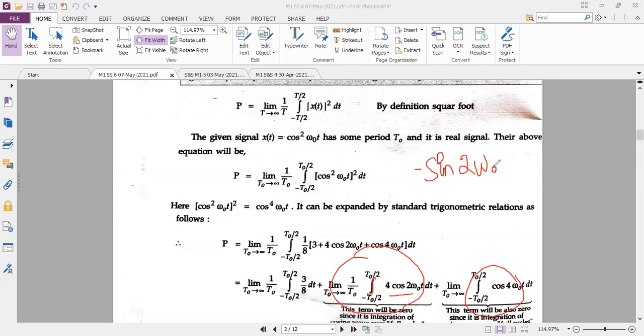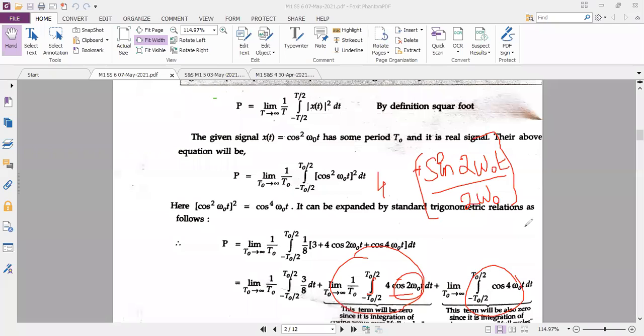So if I perform the integration of cos, I will get sin 2 omega naught t, the whole divided by 2 omega naught. It is sin, ma'am, not minus sin. Okay, plus. So I am just performing the integration of cos 2 omega naught t dt. This 4 is a number that will be moved outside the integration. I am concentrating only on cos 2 omega naught t.